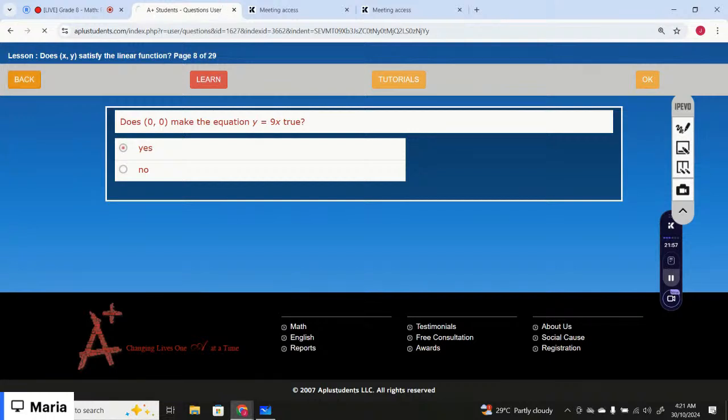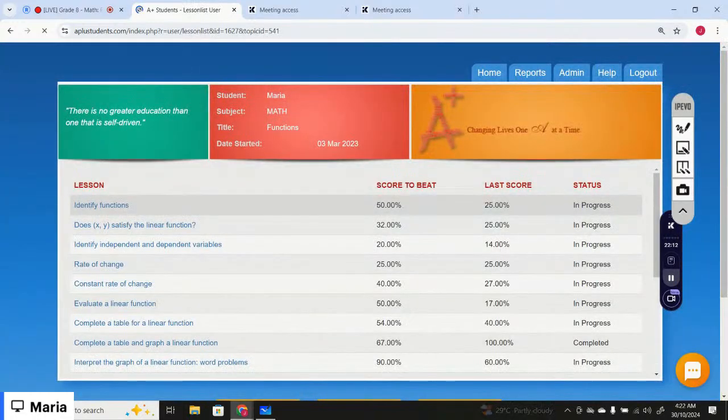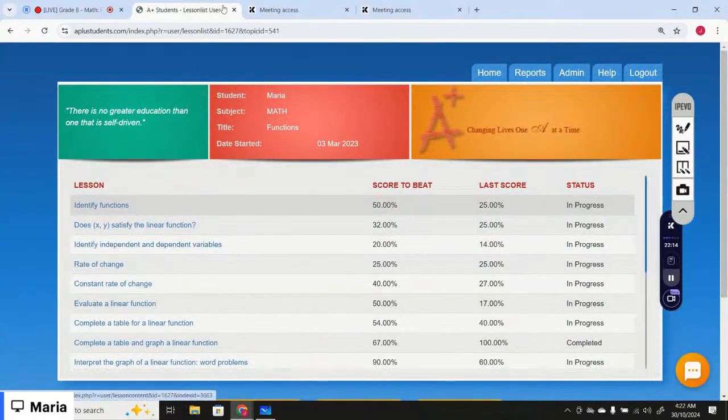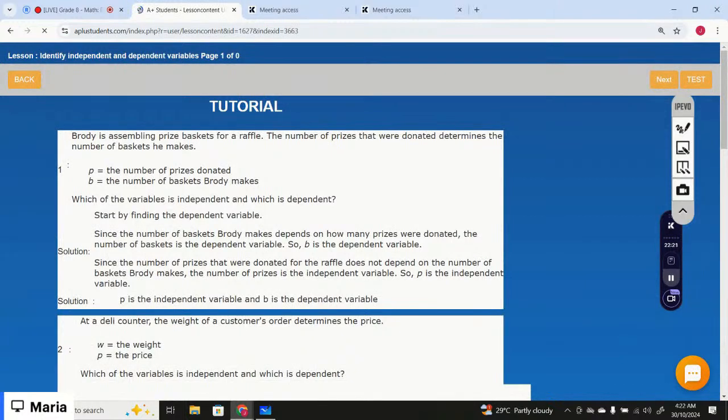Okay, you can complete the lesson by yourself later today. Let me just move on to the next lesson. The next lesson is identify independent and dependent variables.